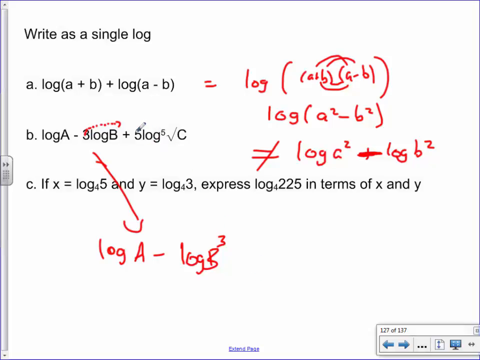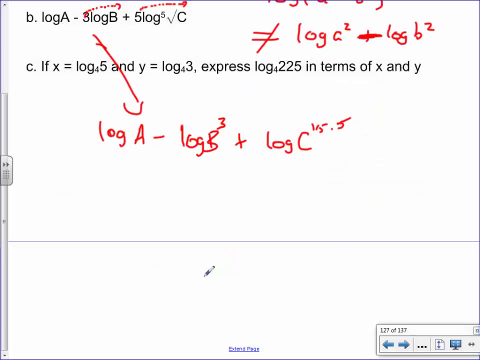I actually have the same principle right here. This 5 right here, I can bring it up as an exponent. So I'm going to add log base 5th root of C. By the way, what would a 5th root be as a fraction? Okay, so the 5th root makes it 1 over 5, but then I'm taking the 5 and bringing it up top, so I get it times 5. What's 1/5 times 5? Yeah, just 1. So here's what I'm left with: log A minus log B cubed plus log C, to the 1 technically. Let's skip the 1.